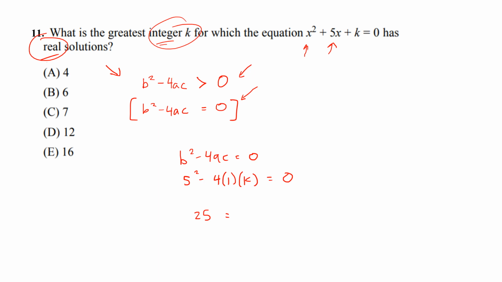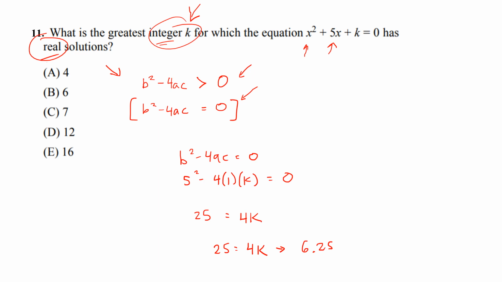That equals, and I'm skipping a couple steps here, 4 times k. So 25 equals 4 times k. If you solve that, or divide 25 by 4, you're not going to get a nice clean number, of course. 25 by 4 is 6.25. So that means if we were not limited to integers, if k were 6.25, we're still okay.